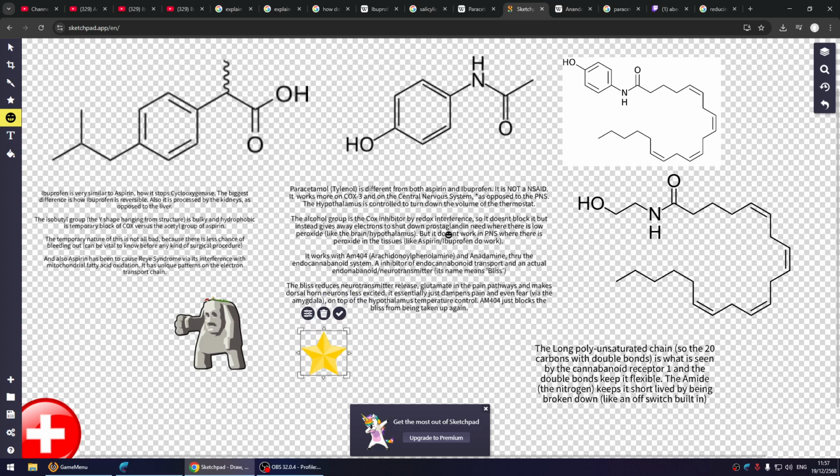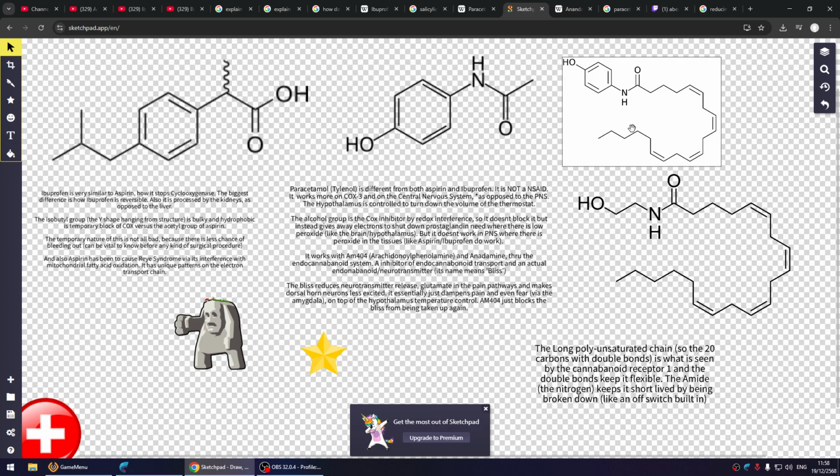But in terms of how the electron donation is used to stop prostaglandin need in the hypothalamus to turn down the temperature of the central nervous system, so in the brain, it works with AM404, arachidonylphenolamine, and anandamide through the endocannabinoid system. So you can think of ganja in terms of what it actually does, where it's working on. That's the name for a reason. And so this would be an inhibitor of the endocannabinoid transport, so it keeps it there. And that's this right here, the AM404, arachidonylphenolamine.